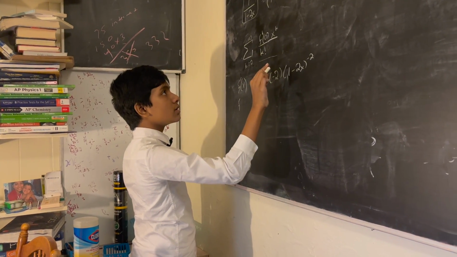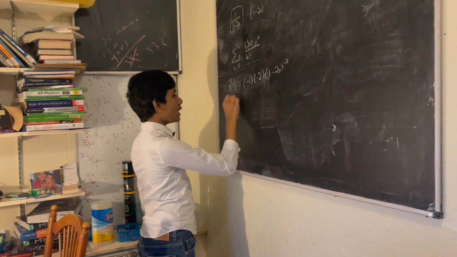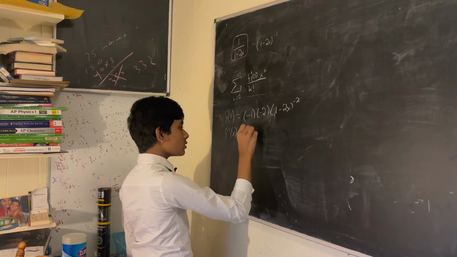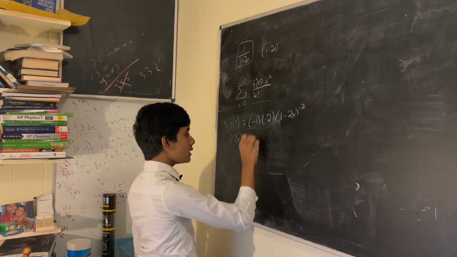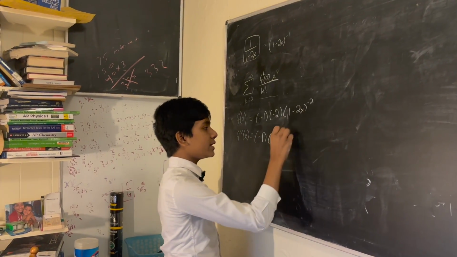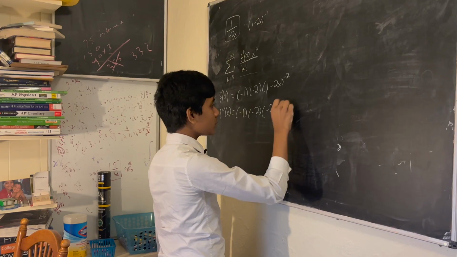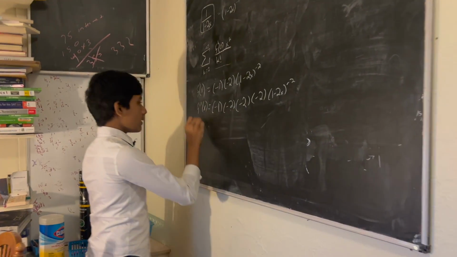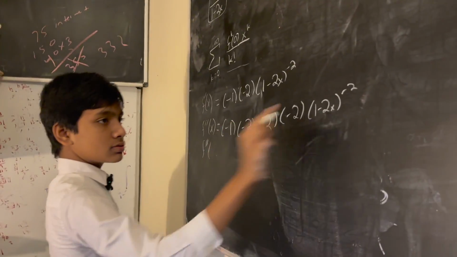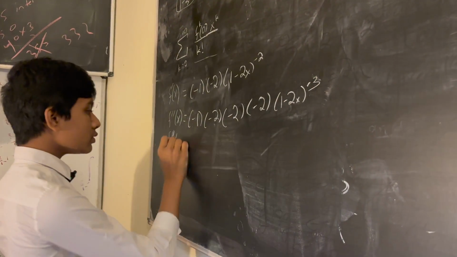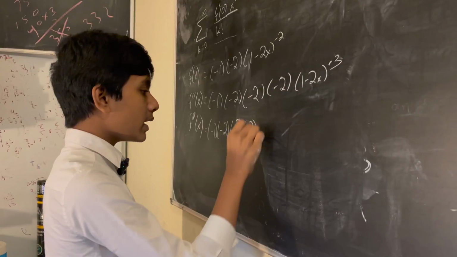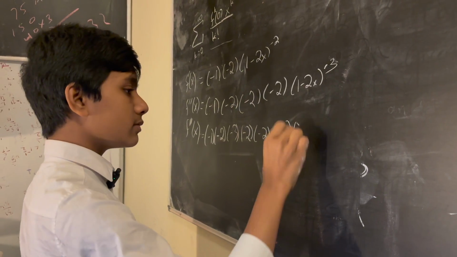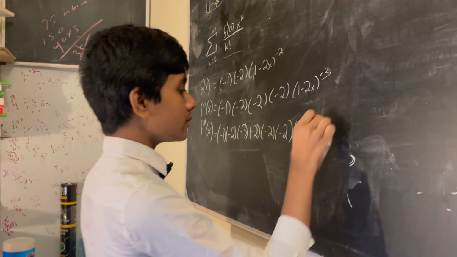Then, by the power rule and chain rule again, we get minus 2 comes down. So we get minus 1 times minus 2 times minus 2 comes down times minus 2. The triple derivative, oh, sorry, this would be minus 3. The triple derivative, the minus 3 minus 2 minus 2 times 1 minus 2x to the minus 4.